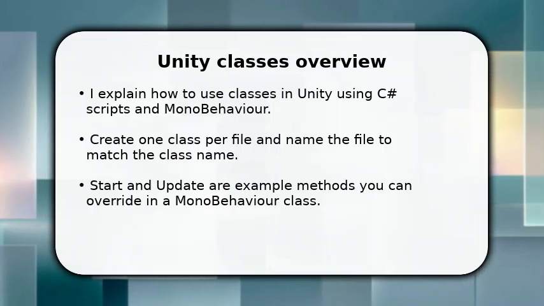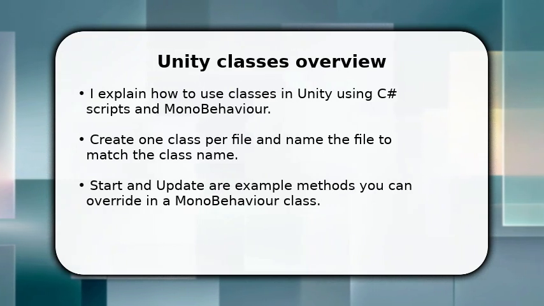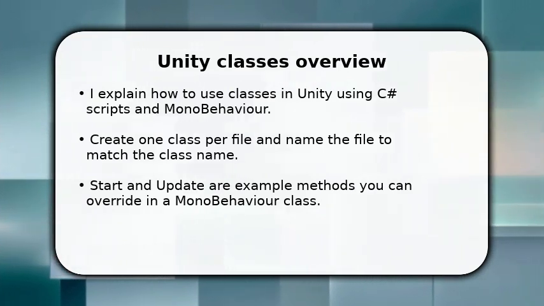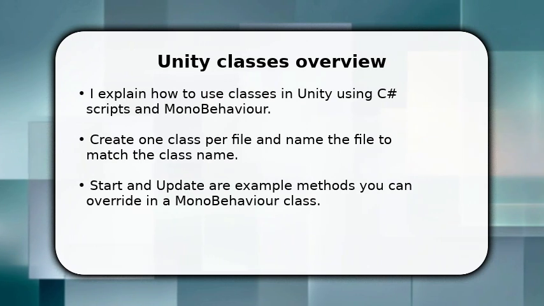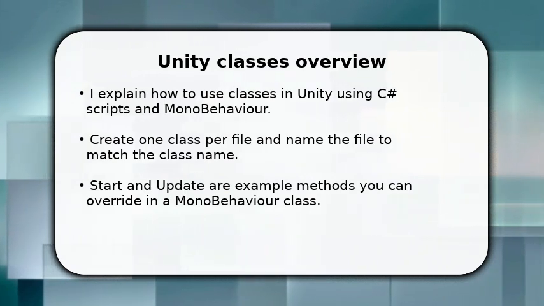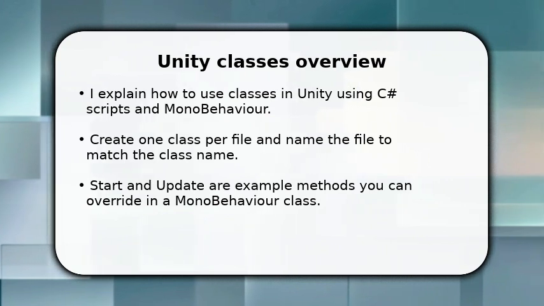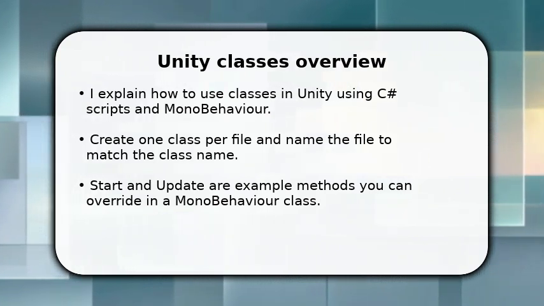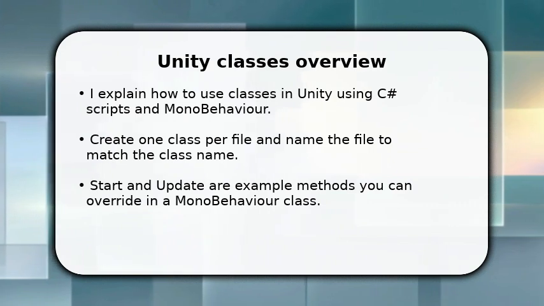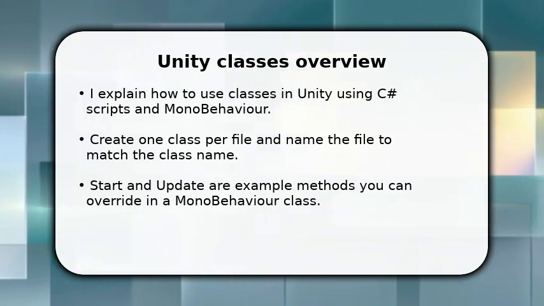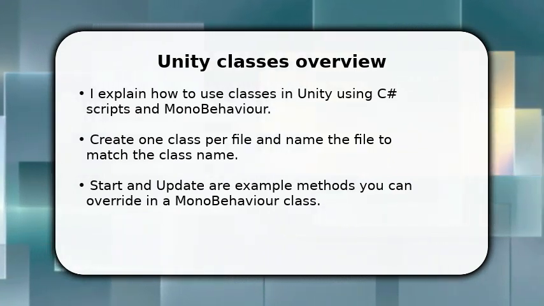I explain how to use classes in Unity using C# scripts and MonoBehaviour. You attach C# files to game objects to run behavior at runtime. Create one class per file and name the file to match the class name. Use the MonoBehaviour base to access Start and Update lifecycle methods. Start runs once when enabled, and Update runs every frame during play mode.